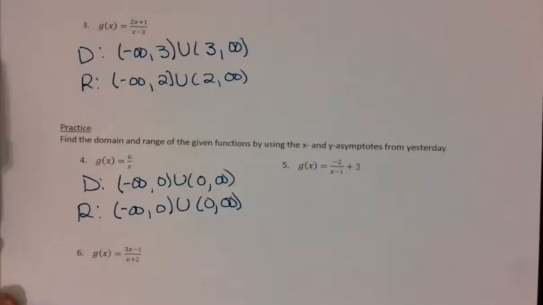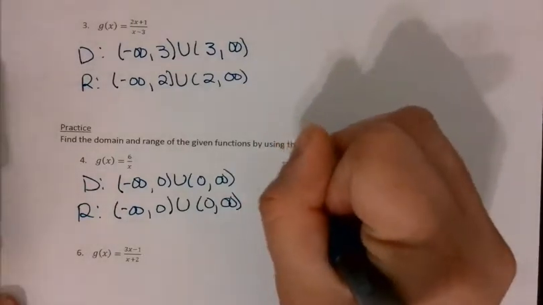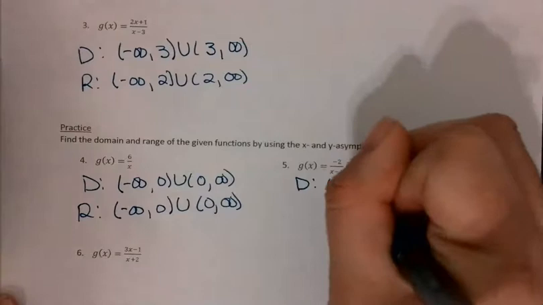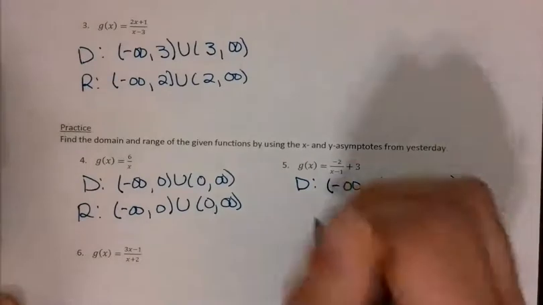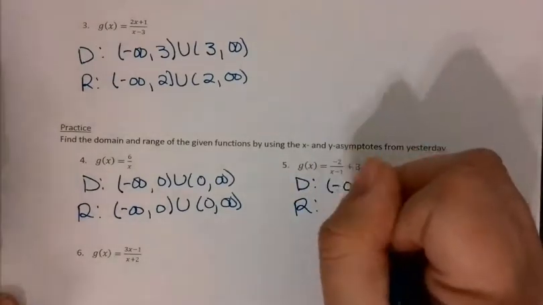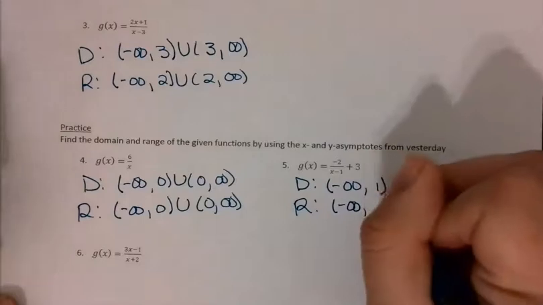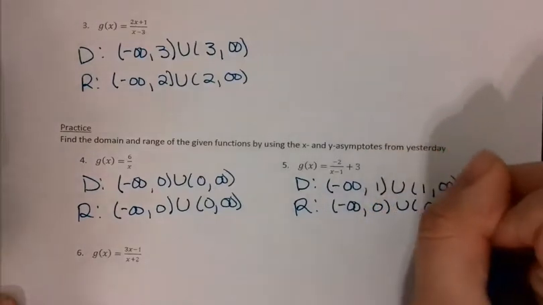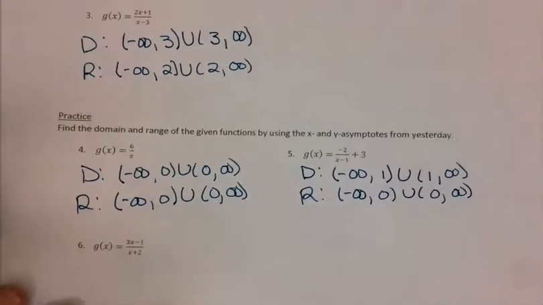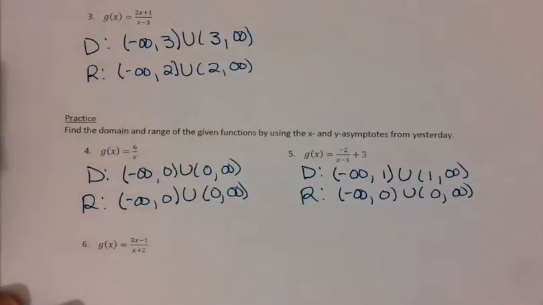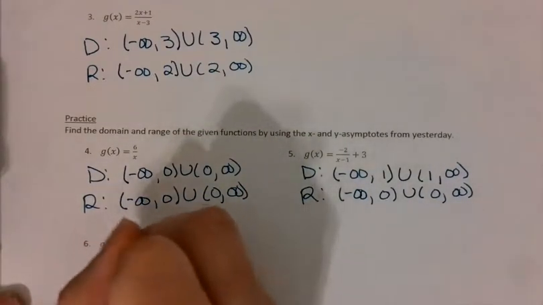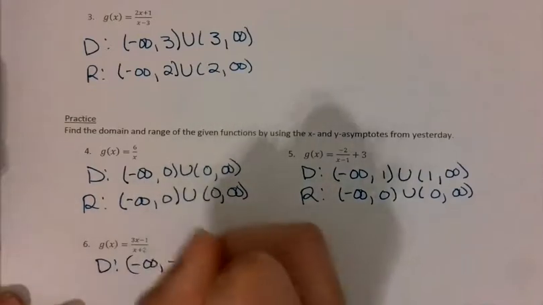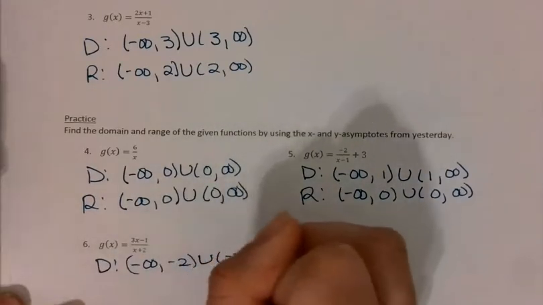Okay. Then I want to do number 5. My x asymptote yesterday was x equals 1, and my y asymptote was y equals 0. So my domain is going to be negative infinity to positive 1, and it breaks as a union goes on. Then my range is going to be negative infinity to 0, and 0 to positive infinity. For 6, my x asymptote was negative 2. So for my domain, I'm going to go negative infinity to negative 2, and then negative 2 to positive infinity.